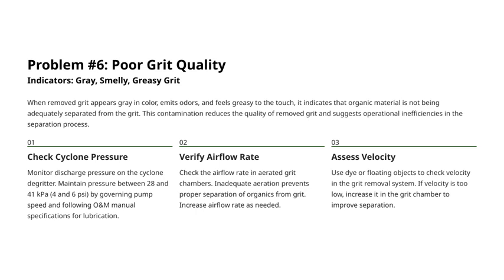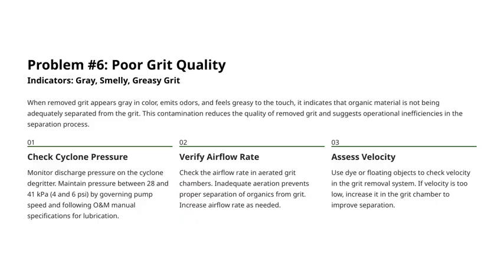When we notice that the removed grit appears gray, smells bad, or feels greasy, it's a clear sign that organic material isn't being separated effectively. This contamination not only decreases the quality of the grit we collect, but also points to potential issues in our separation process. To address this, we need to start by checking the cyclone pressure.